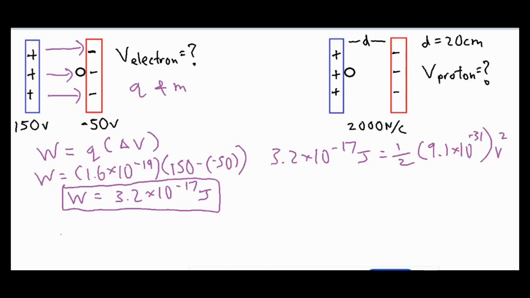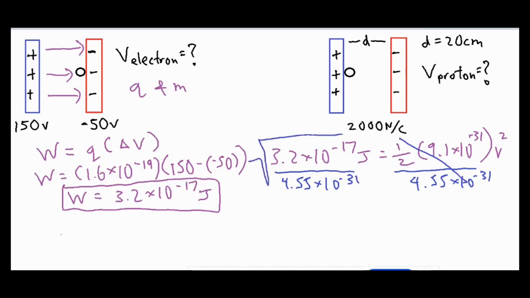So what we can do is go ahead and divide both sides by half the mass because this is going to have the mass. So that's going to be 4.55 times 10 to the negative 31st. And then we will end up square rooting both sides to take care of that squared value. And then that leaves us with a velocity of 8.39 times 10 to the 6th meters per second.